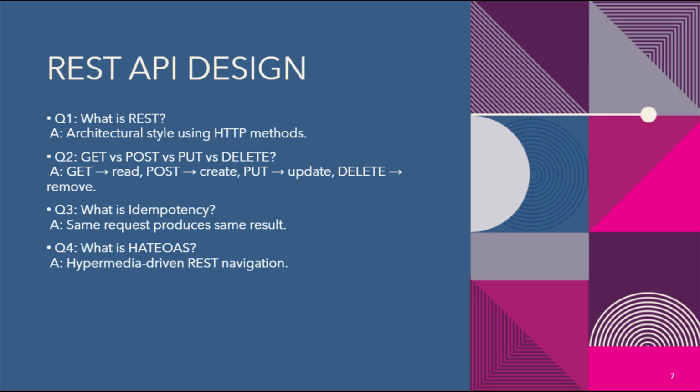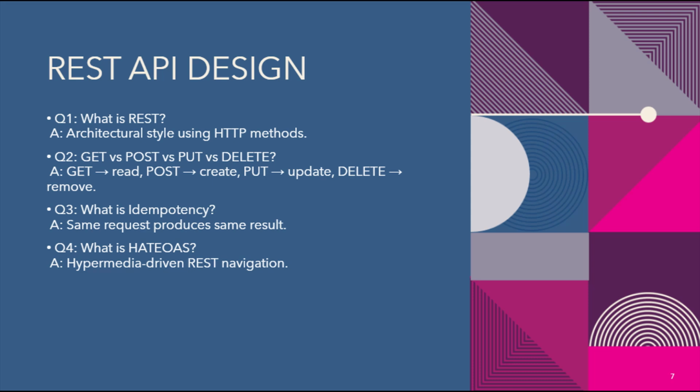REST API design. REST API design is an essential backend skill. REST stands for Representational State Transfer, and it is an architectural style for designing stateless web services using HTTP methods. The most common methods are GET for reading data, POST for creating resources, PUT for updating, and DELETE for removing resources. A common interview topic is idempotency.